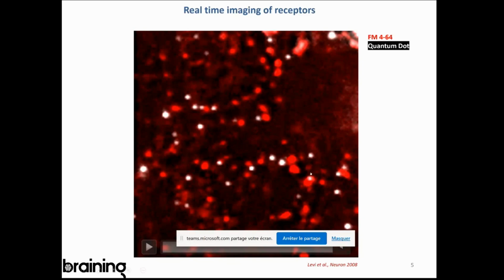Okay, so it was supposed to be a movie where you could see in red the synapse, and in white the quantum dot, which is a fluorescent probe that can be bound to a receptor thanks to an antibody. And so using this probe, you can actually follow the mobility of the receptor at the surface of the neuron.